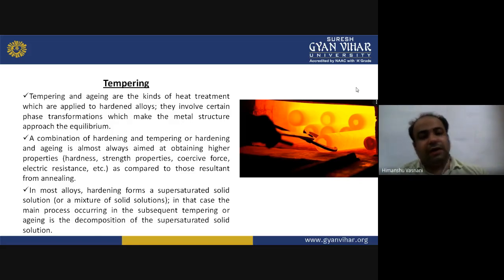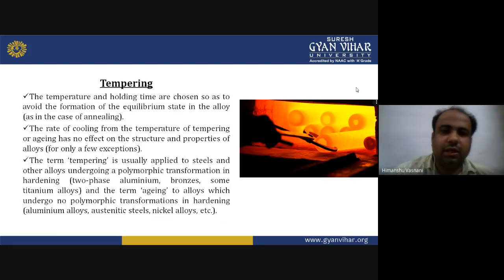Now, in most alloys, hardening forms a supersaturated solid solution or a mixture of solid solutions. In that case, the main process occurring in the subsequent tempering or aging is the decomposition of the supersaturated solid solution. The temperature and the holding time are chosen so as to avoid the formation of the equilibrium state in the alloy, as in the case of annealing. When heating a workpiece to a particular temperature, there is also a holding time so that the stresses may be easily relieved.